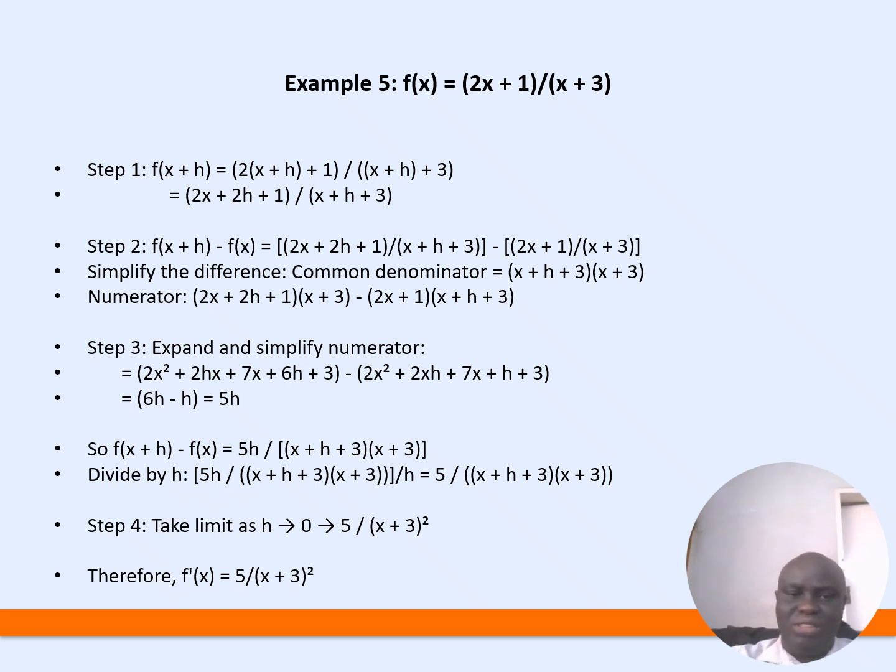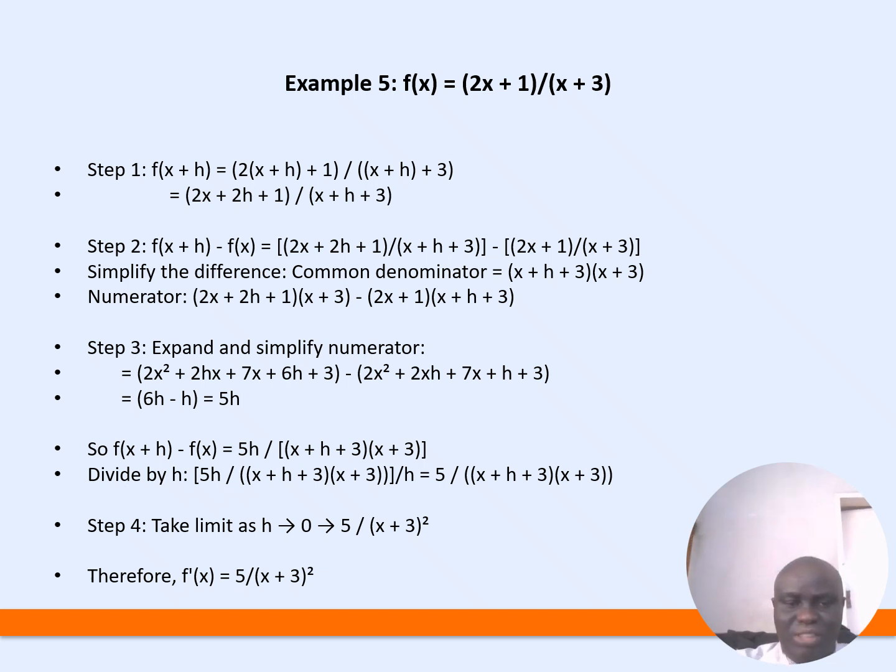That's why 2x plus 2h plus 1 all over x plus h plus 3. Now you apply the second step. You minus f of x. So all these ones you have here minus the f of x. The f of x is the question, 2x plus 1 over x plus 3. You solve this one by simplification. After solving it by simplification, you expand the numerator, which is the one on top. You simplify it as well. After the simplification, you get your answer here.